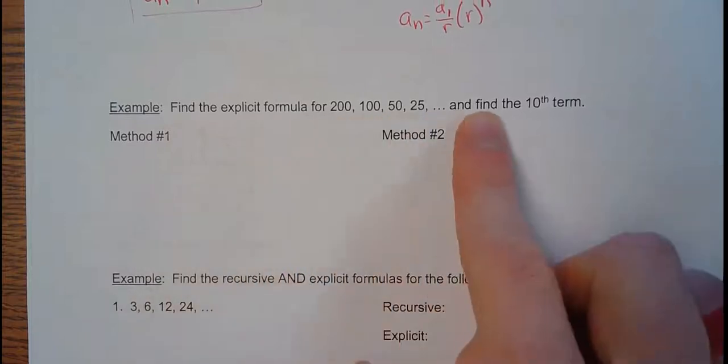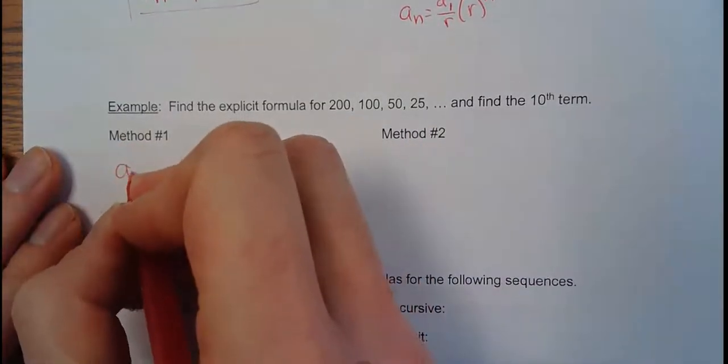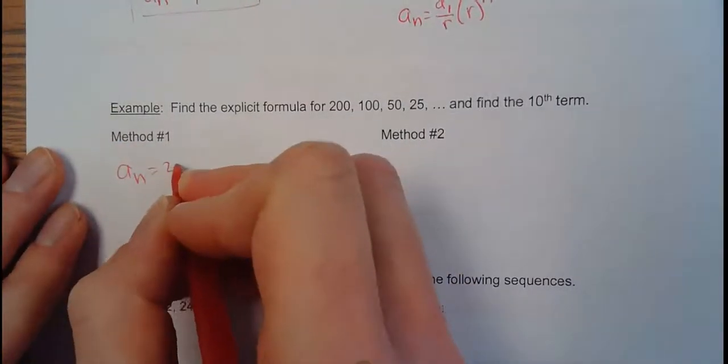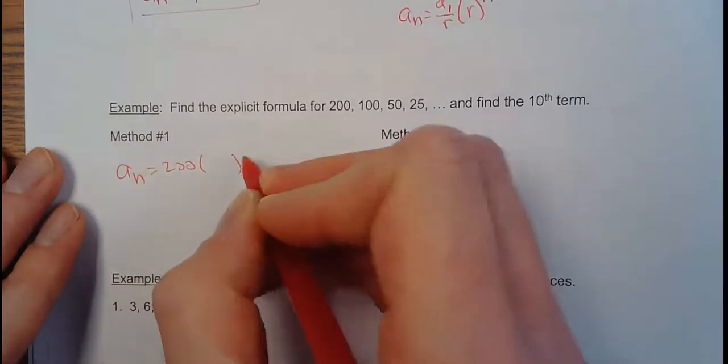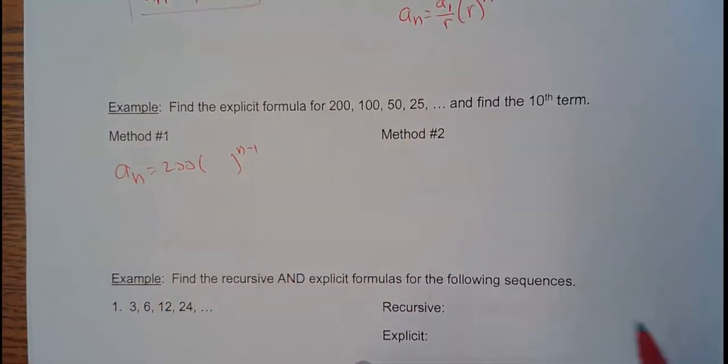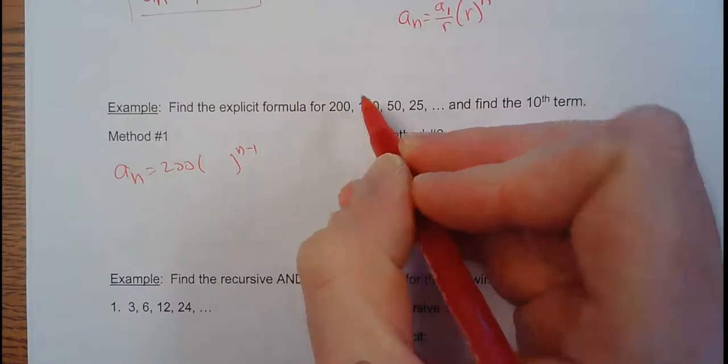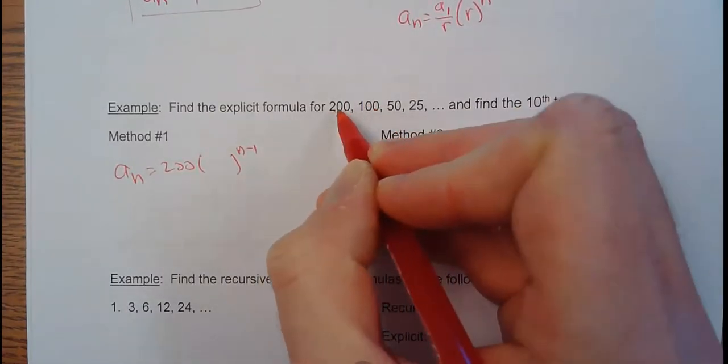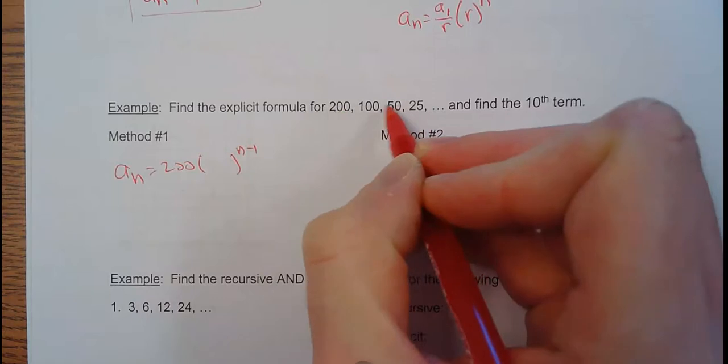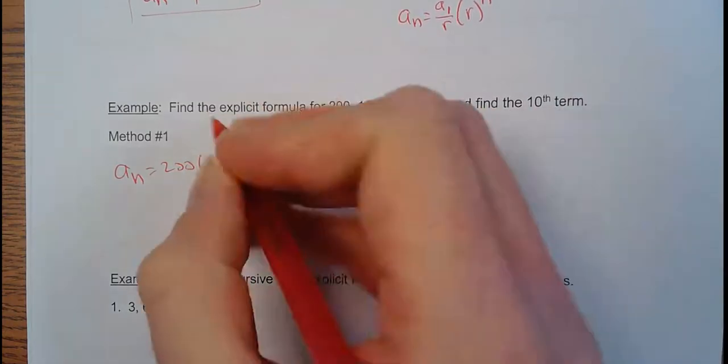So find the explicit formula. For this guy, the explicit formula is going to be the first term times the common ratio to the n minus 1 power. So what is that common ratio? Take any term divided by its previous term. So 100 divided by 200 is a half. 50 divided by 100 is a half. 25 divided by 50 is a half.